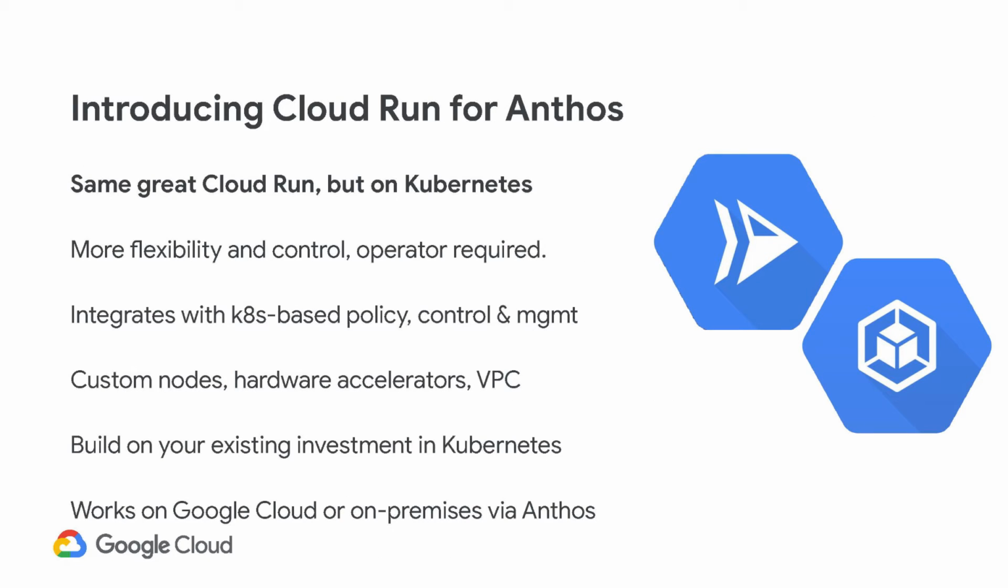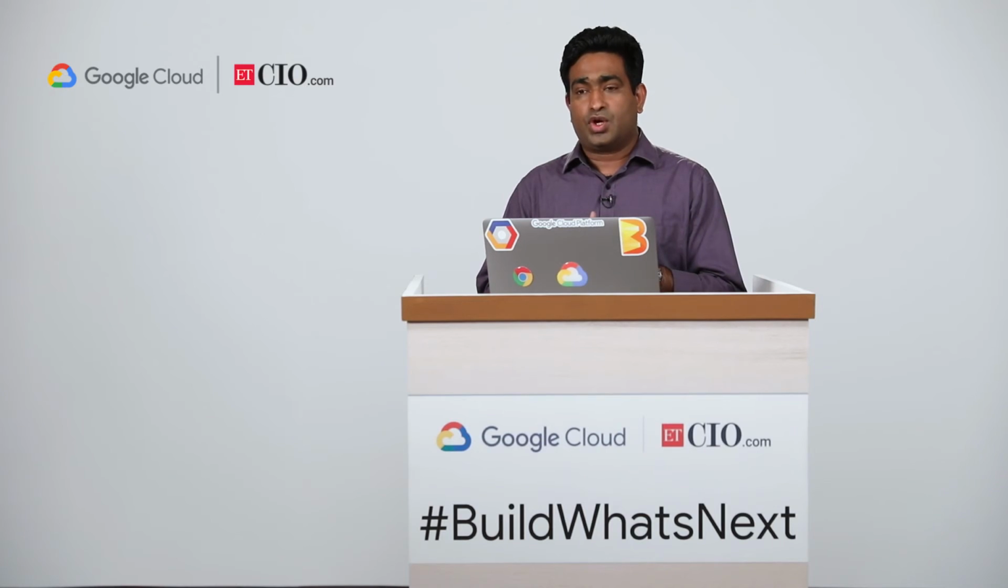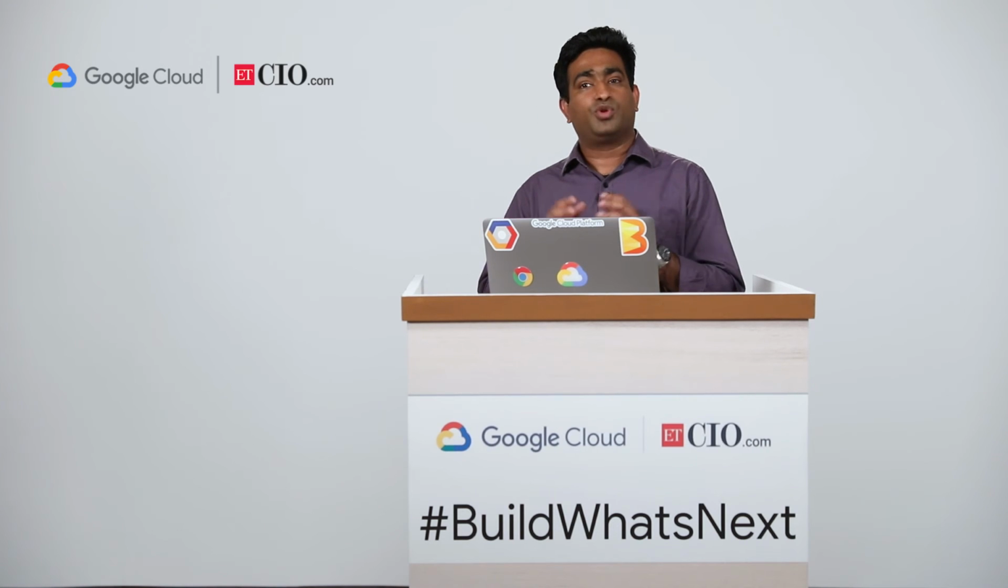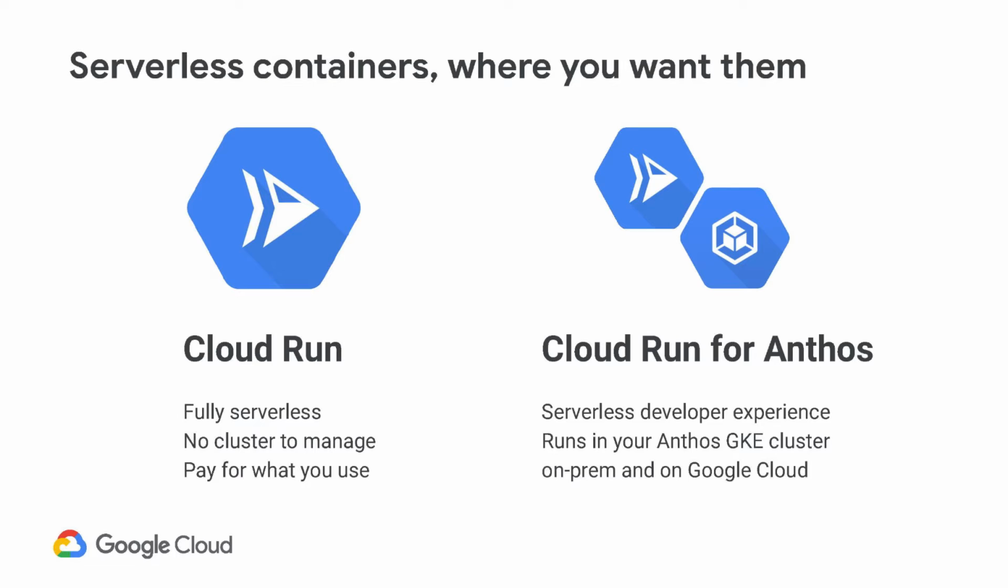Right? So it is the same Cloud Run experience which you have for managed services, but right now running in your Kubernetes clusters. So you are leveraging your existing investment in Kubernetes and still getting the same developer experience for serverless. So we do have now two options, right? One is Cloud Run fully managed service and the other is Cloud Run for Anthos. And Cloud Run for Anthos is nothing but Cloud Run which runs on a GKE cluster.